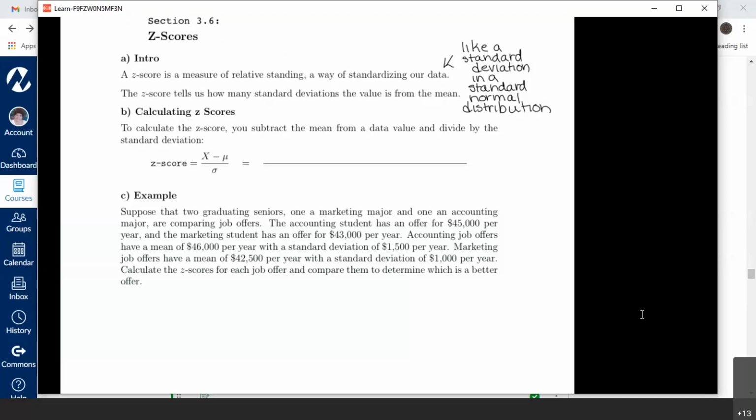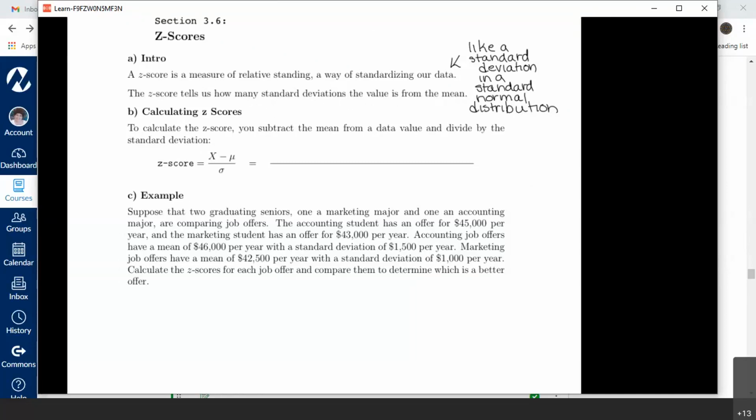So a z-score tells you how many standard deviations a value is from the mean in a standard normal distribution. Here's how you calculate the z-score. You subtract the mean from the data value, so X represents the data value that you're interested in. You subtract the mean of the distribution and divide by the standard deviation of the distribution. That's what all these Greek letters mean, and that's how you calculate a z-score.